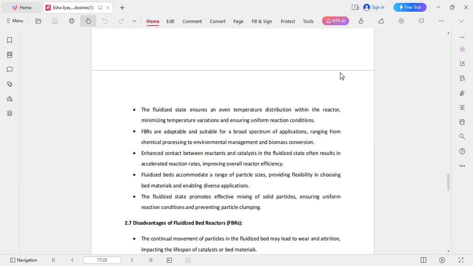overall reactor efficiency. Fluidized beds accommodate a range of particle sizes, providing flexibility in choosing bed materials and enabling diverse applications. The fluidized state promotes effective mixing of solid particles, ensuring uniform reaction conditions and preventing particle clumping.